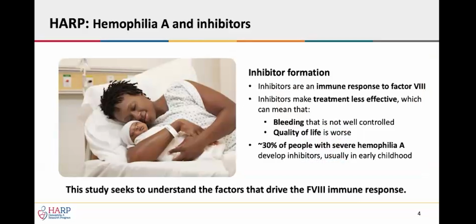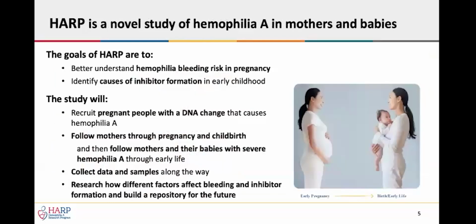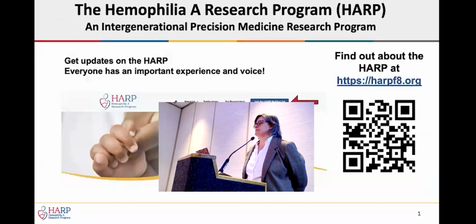And one of the main points of this study is to understand the factors that drive factor VIII immune response. So the way this study works to both understand bleeding risk in pregnancy and inhibitor formation in childhood is we're starting with a pregnant mom, and we're following mother-baby pairs from before birth through several years of life. And we're looking at all these genetic things and other factors to better understand mom's bleeding and baby's inhibitor risks and development. So I'll give you this slide that's a QR code to the study if you're interested.